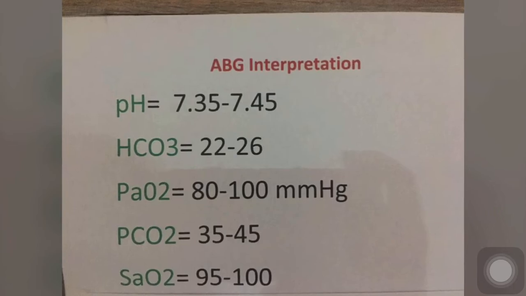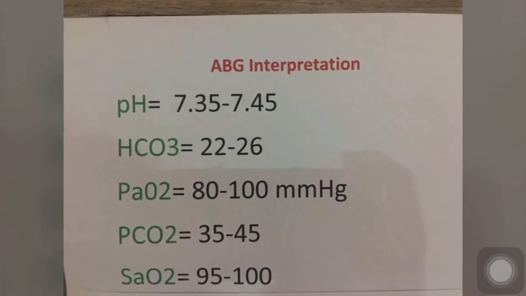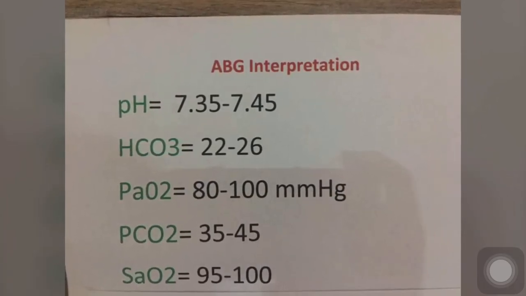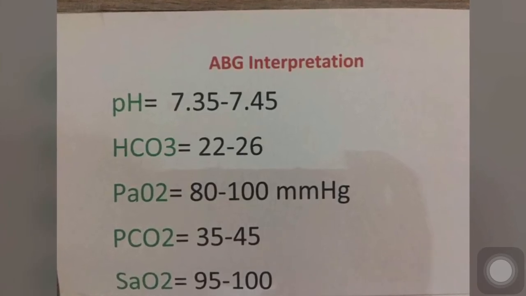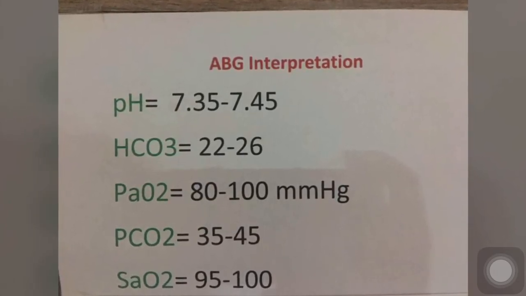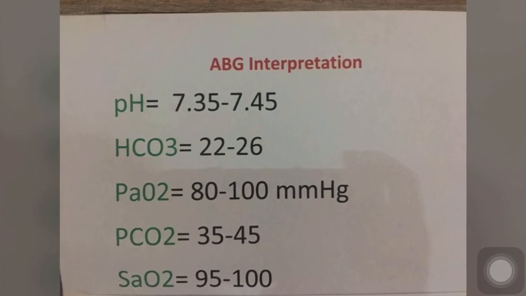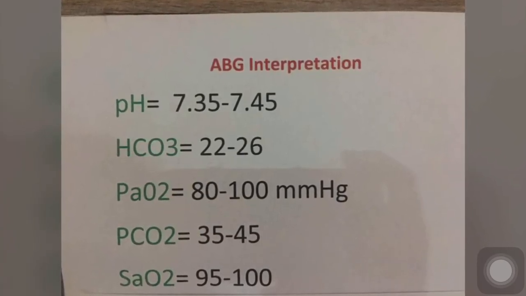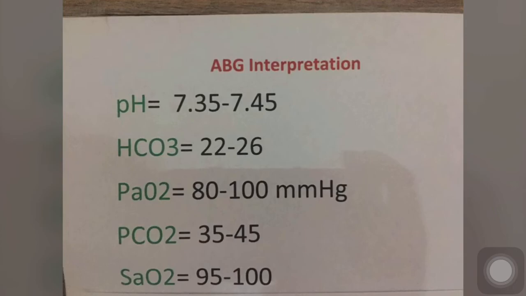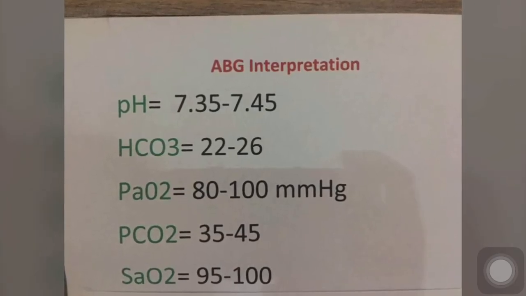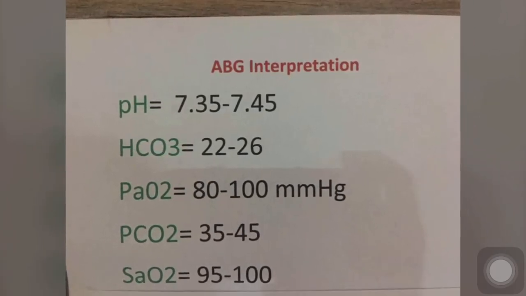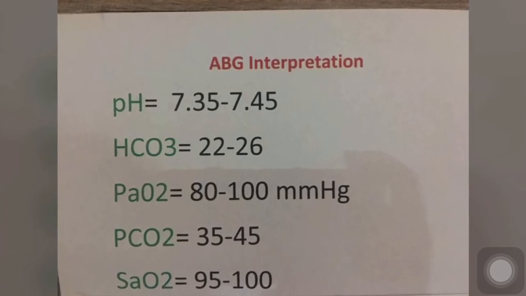And then we check the pH. The pH is still down because it's 7.31. The normal is 7.35 to 7.45. So what will you do if the pH is down? It is acidosis. So you have the answer already: metabolic acidosis. I hope you get what I've been saying here.